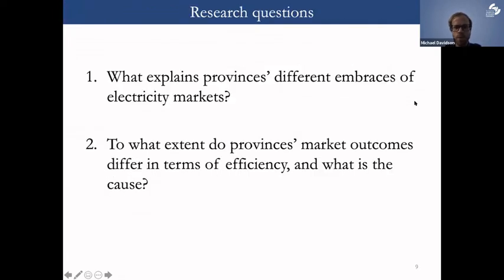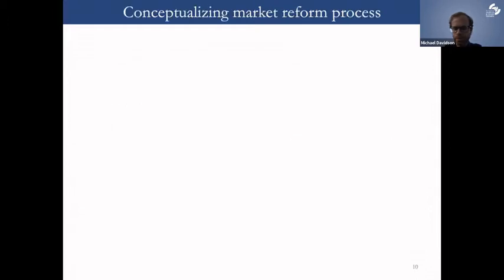So that brings us to our research questions. So the first one is, what explains the province's different embraces of electricity markets, so that marketization rate, what we're going to be calling market extent. And the second is, to what extent do provinces' market outcomes differ in terms of efficiency? So we're going to be looking at market efficiency. So these two different metrics.